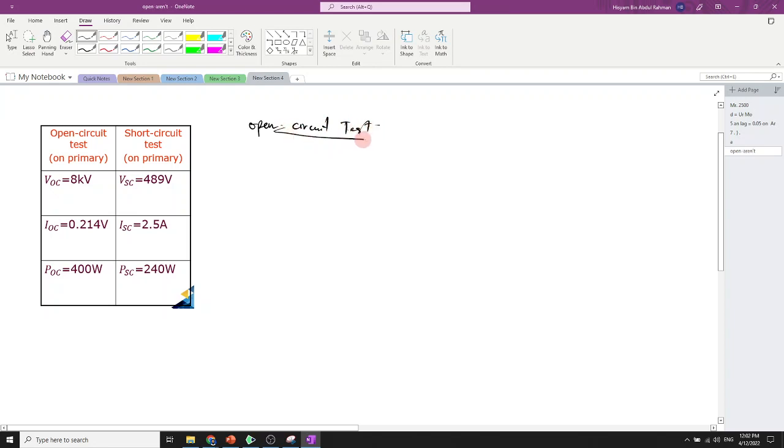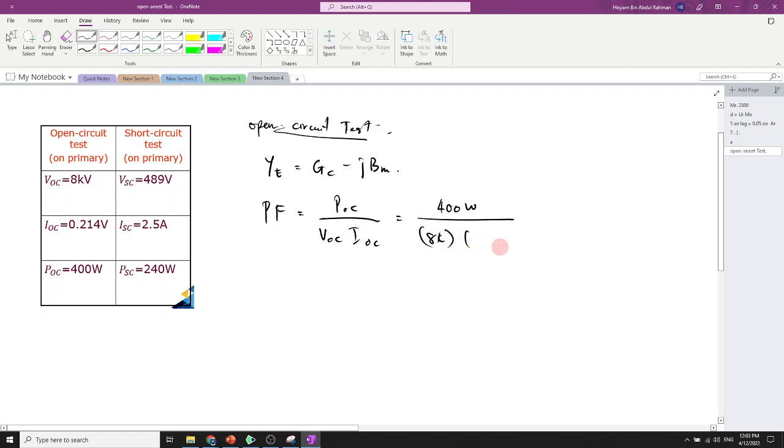Okay, open circuit test. What can we do in the open circuit test? We have the equations. To make it easy, we directly calculate the power factor. We calculate the power factor first. Power factor is equal to POC over VOC times IOC. What is POC? 400. VOC is 8K. And then IOC is 0.214.